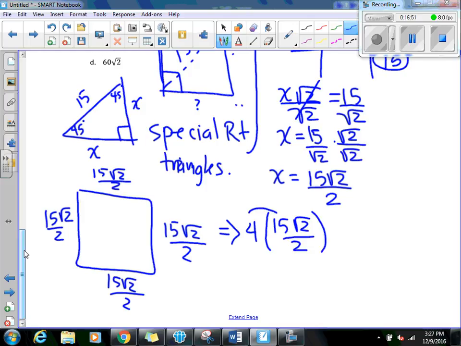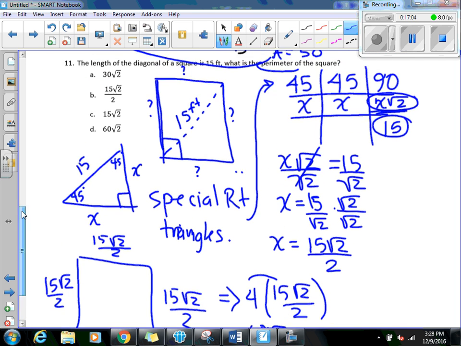So I just multiply 4 times 15. That gives me 60 radical 2 over 2. And 60 divided by 2 is 30, and I still have that radical 2. That was a lot of work.